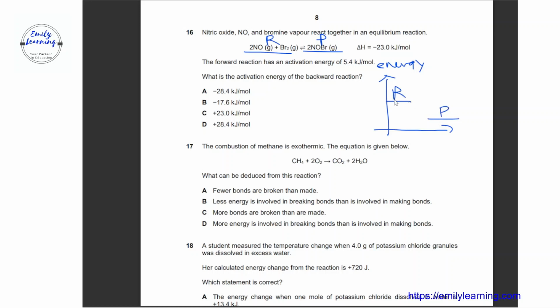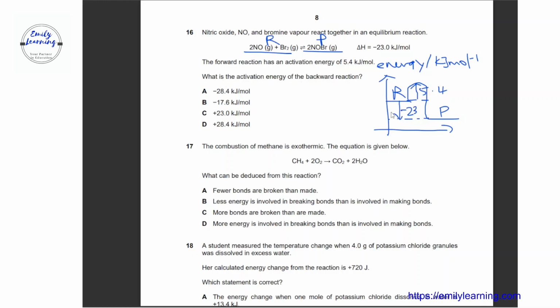I know that the product is at a lower energy level than the reactants because this is negative, so products is at a lower energy level. So here's minus 23. I don't want to write the unit, so I'll write kJ per mole here. Next, I also know that the activation energy here is 5.4 kilojoules per mole. So now, what's the activation energy of the backward reaction?